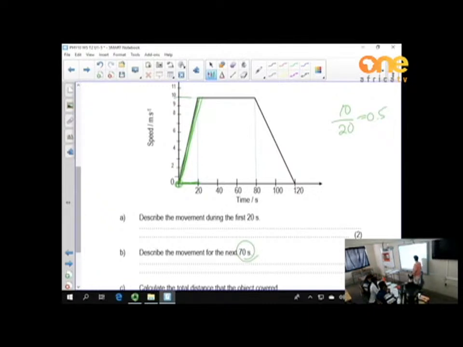Now, describe the movement for the next 70 seconds. This is a little bit tricky because we're starting at 20, so the next 70 seconds will end at 90. That's 20, 40, 60, 70 seconds. So we have to end over here. So discuss the motion. For the next 60 seconds, it travels at a constant speed of 10 meters per second, after which it will decelerate with a constant value.